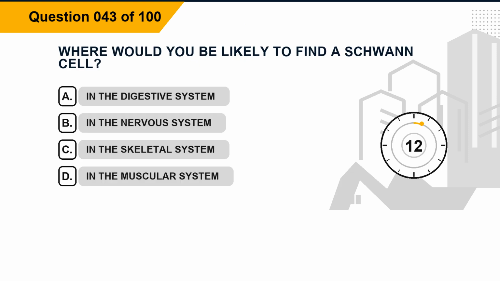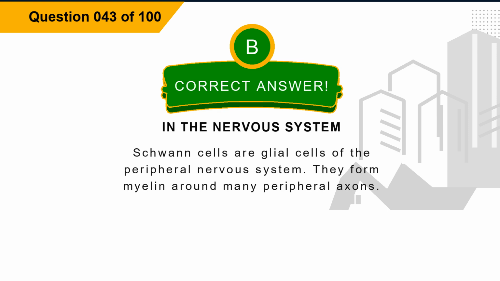Question 43. Where would you be likely to find a Schwann cell? Option A, in the digestive system. Option B, in the nervous system. Option C, in the skeletal system. Option D, in the muscular system. The correct answer is option B, in the nervous system. Explanation. Schwann cells are glial cells of the peripheral nervous system. They form myelin around many peripheral axons.